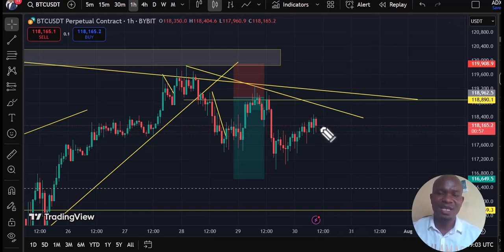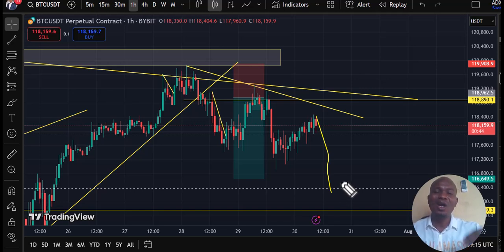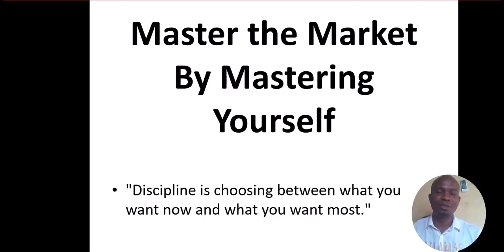So you need to have the right perception of the market. Tell yourself that this is a long-term business. Tell yourself that I'm not here to make money fast. Once you start telling yourself the reality, you start conditioning your mind to take the right action, and that will help you along the line in becoming that trader that you desire to be. That is what you need to tell yourself to be profitable and overcome these mistakes that are killing a lot of retail traders. Discipline is choosing between what you want now and what you want most.